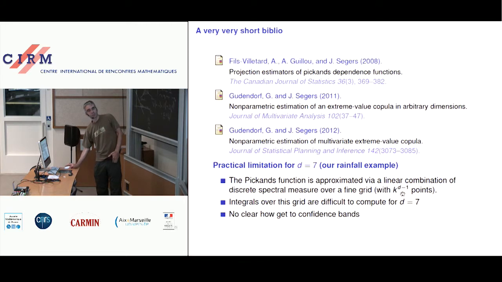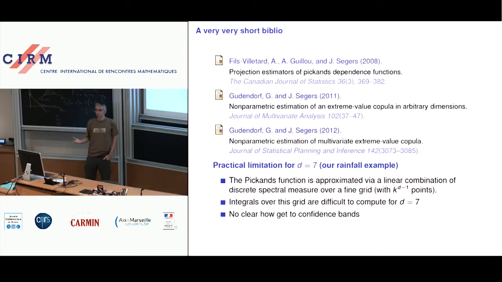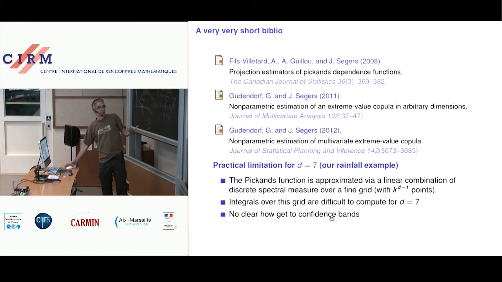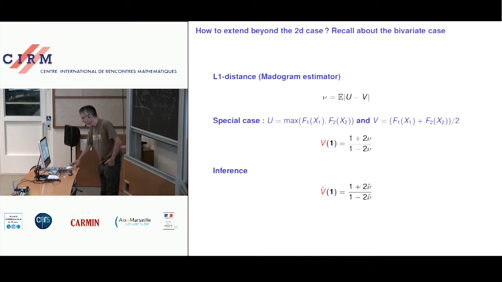So if, for example, you have K equals 10 and D equals 7, that's 1 million points. And then after you have to compute an integral over that, usually with this algorithm. So in practice it's good for D equals 3, but for D equals 7 we couldn't do anything with that. And also we didn't know how to get a confidence band. That was another problem. But so we opted for another approach.